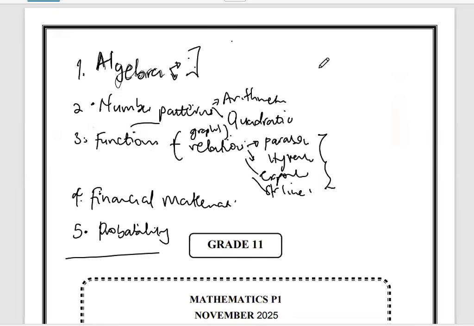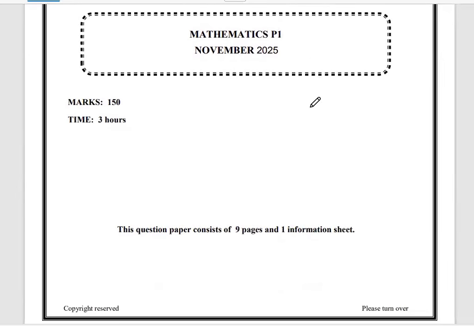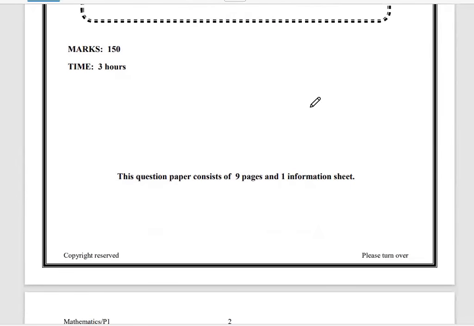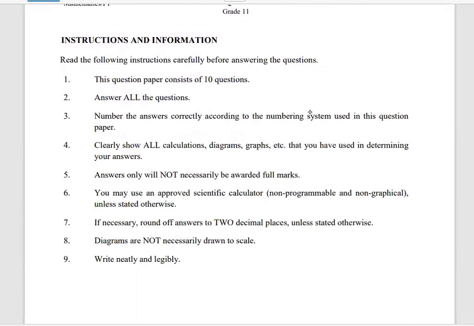Okay, so we're going to use this paper just for revision purposes as we prepare for the end of the year examination. So it's a paper of 150 marks and the duration is basically 3 hours. So, telling us the paper has 10 questions. We answer all of them, number the answers correctly according to the numbering system used in the paper. We need to show all our calculations. Okay, we need to use an approved calculator, and then we need to round all answers to 2 decimals, unless the question tells us otherwise.